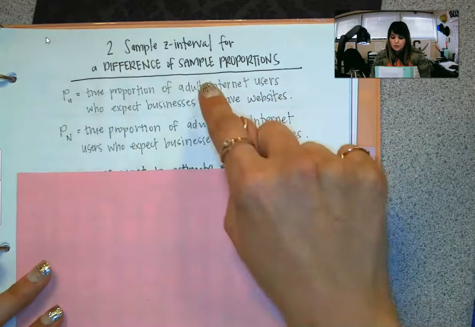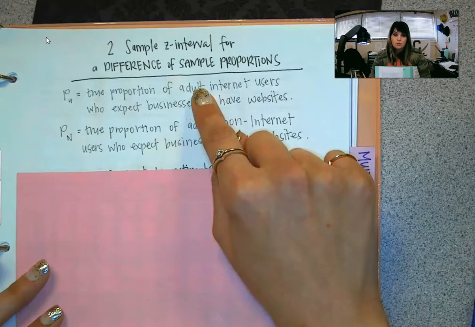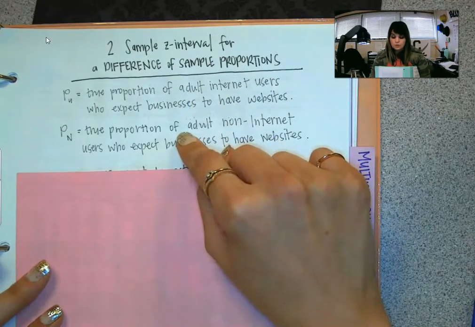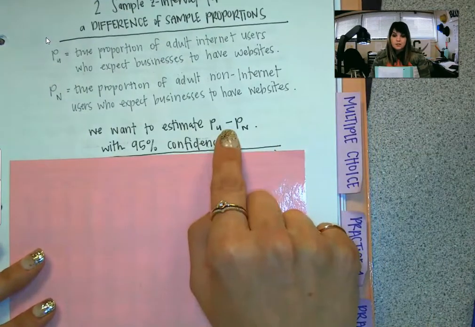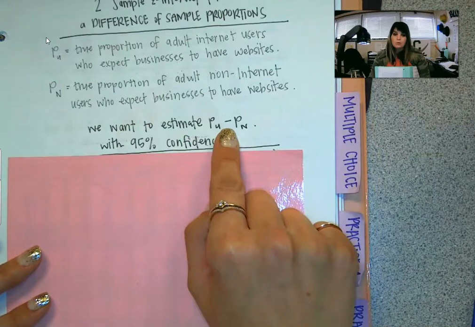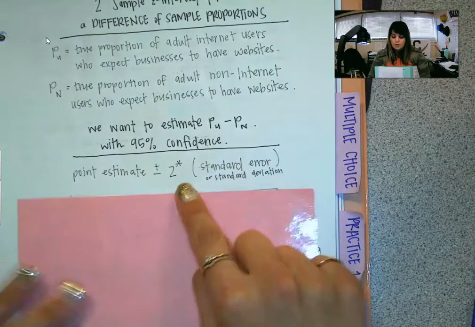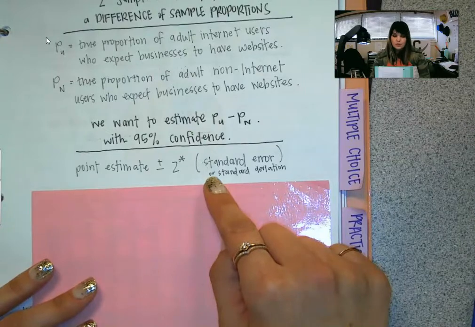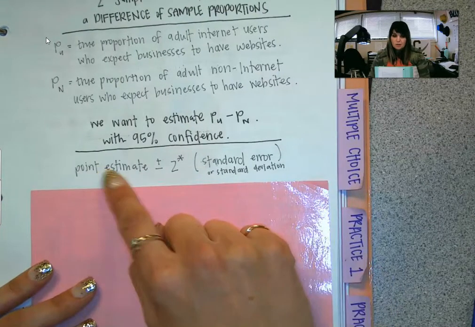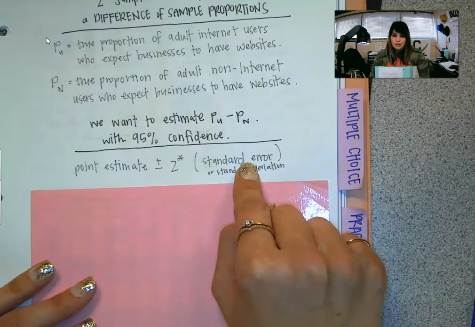So first of all, this is a 2-sample Z interval. These are the 2 samples that we're looking at: the sample of users, the sample of non-users. We want to estimate the difference between the 2 samples with 95% confidence. Well, here's what that interval looks like. It looks like all the other intervals we've ever done. The point estimate plus or minus the critical value times the standard error.